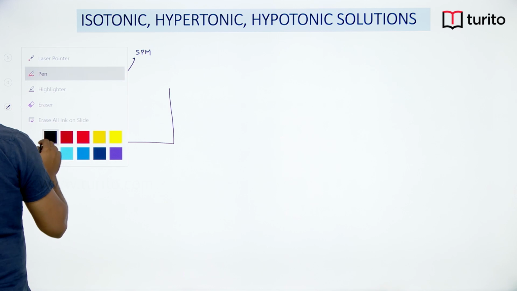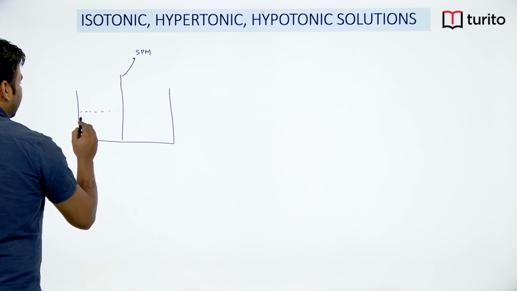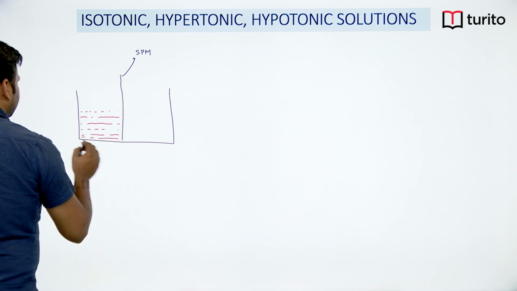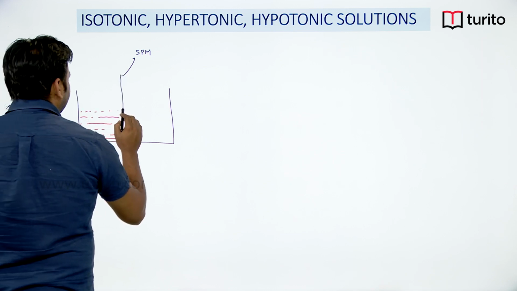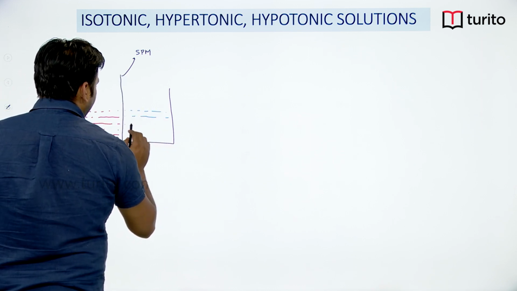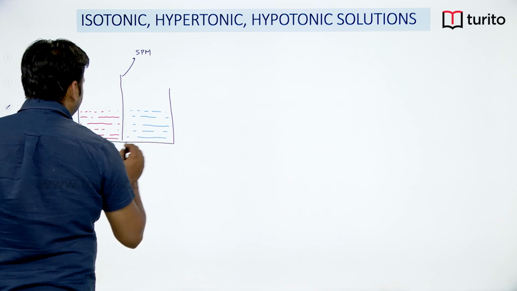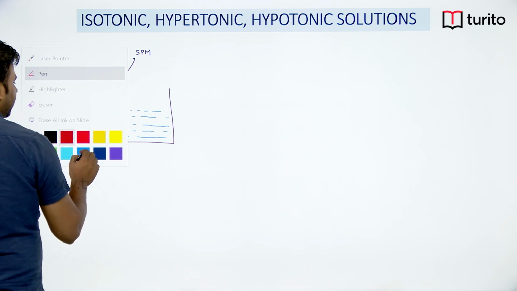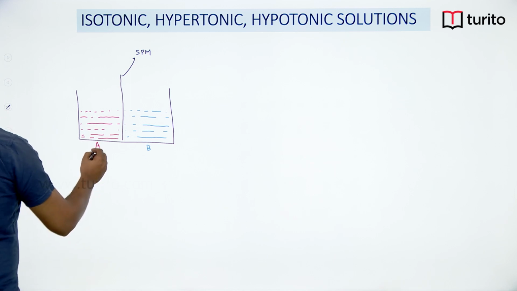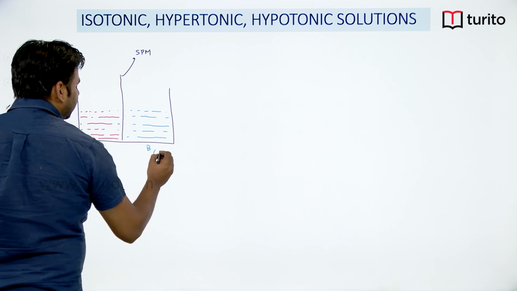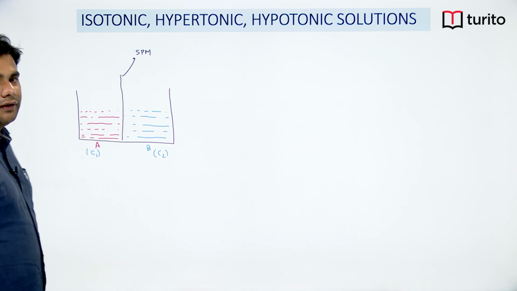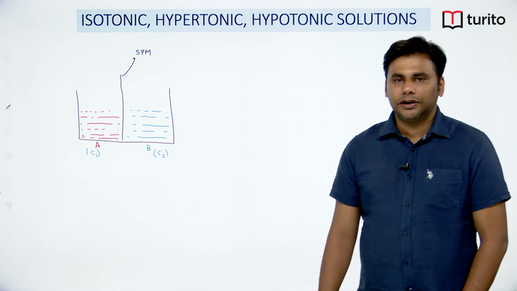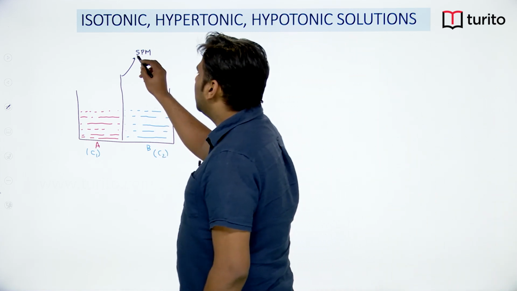This side has some solution, and the other side has another solution. Suppose this is your compartment A and this is compartment B. The concentration of this side is C1 and the concentration of the other is C2. So we have aqueous solutions in the two compartments A and B, whose concentrations are C1 and C2, separated by a semi-permeable membrane.